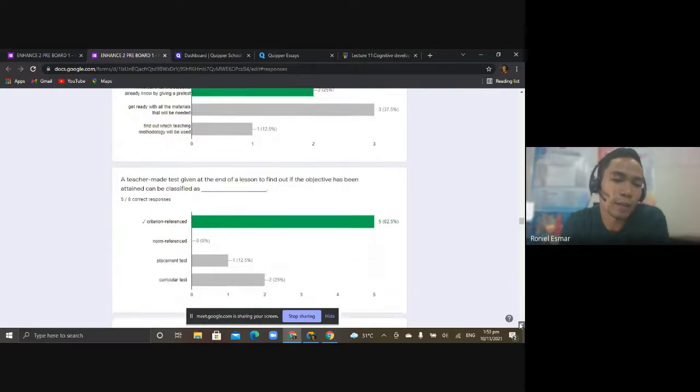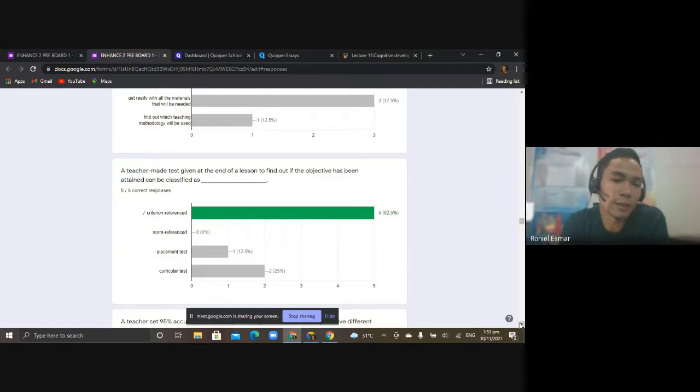Next item, a teacher made test given at the end of a lesson to find out if the objective has been attained can be classified as what? Is it a criterion reference assessment, a norm referenced assessment, placement test, curricular test? The placement test, no, is actually another purpose of an assessment, no, to identify a certain learner or student kung asa siya nga particular group of learners mas nabagay, no?